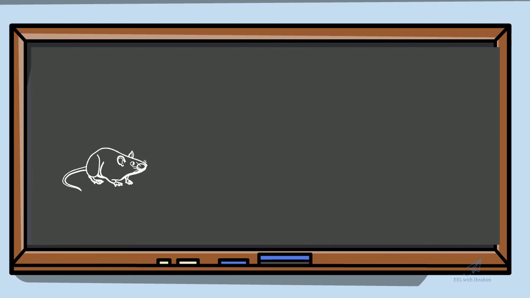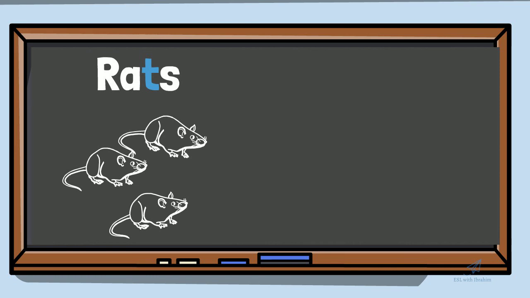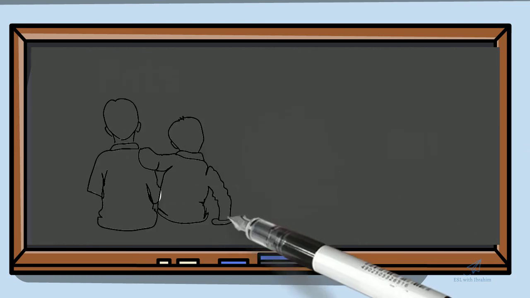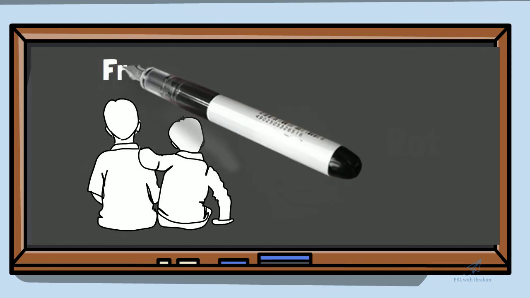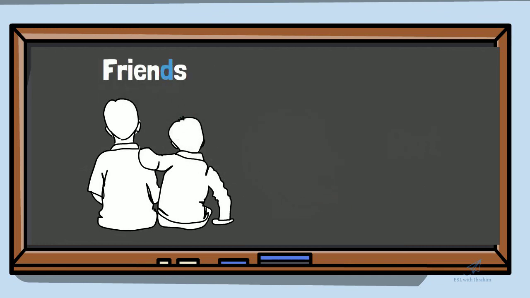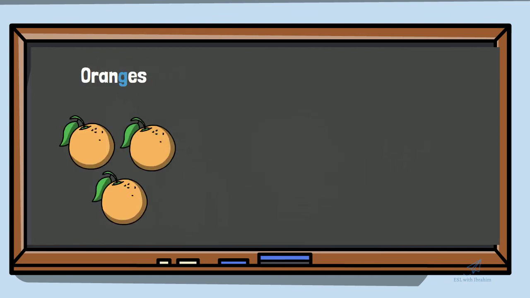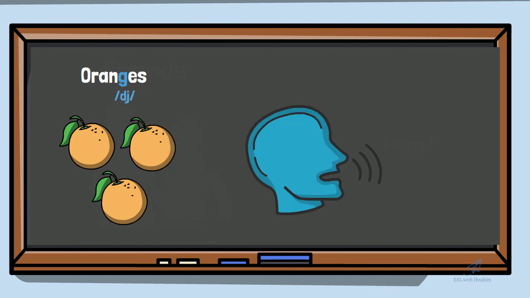Good news, right? So when you want to say the plural of rat, you know it's an unvoiced final sound, so you say rats. Or if you want to say the plural of friend, you know it's a voiced final sound, so it's going to be friends. And if you want to say the plural of orange, you know orange ends in a sibilant sound, so you say oranges.